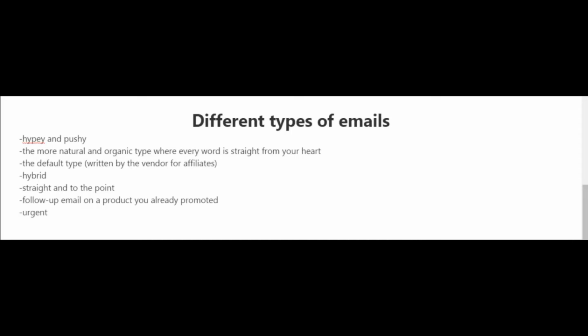Now on the other side of the spectrum, there's the more natural and organic type, where every word that you write is straight from your heart. You've reviewed the product, or you know the person who created the product. You've looked at the sales page and you know that this product is a great fit for your list. You wouldn't hesitate promoting this product to your grandma. And these are the best types of emails I like to write.